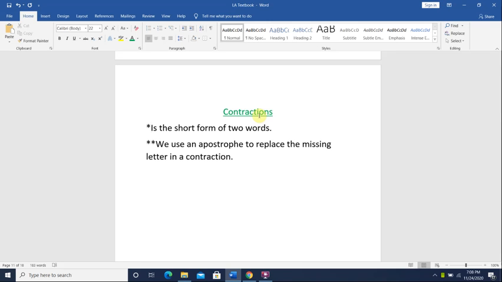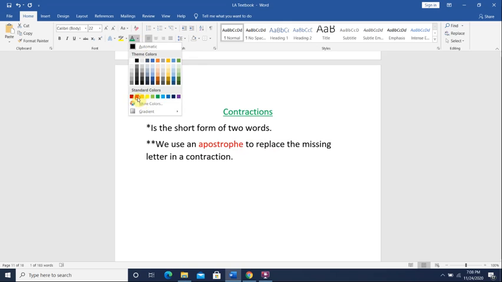We took the word abbreviation before. Abbreviation is when you make one word in a short form, okay? And when you abbreviate one word, we take the first letter and the last letter, and then we use a period. But in a contraction, we have two words and we want to write them together in a short form. So here, instead, in a contraction, we use an apostrophe.